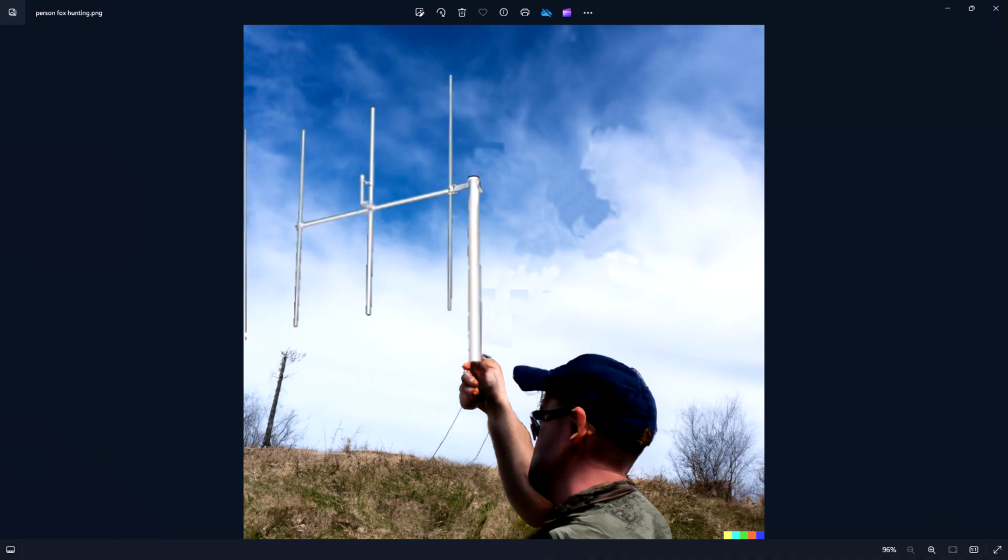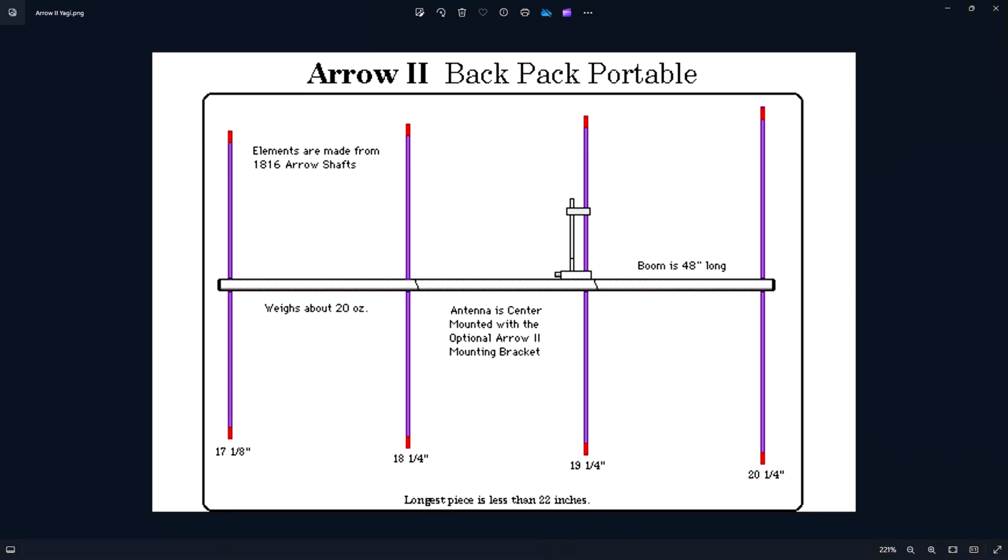I was thinking more of going down this line, something like an Arrow 2. It's made with aluminum arrow shafts, but if you look at the longest elements, they're 20 and a quarter times two, so over 40 inches, which is over a meter. It's too much to fit across, laying flat in the back of my car, so that would be a travel problem. I'd have to take it apart. I thought about it a little bit, and I decided, you know, I like to build my own stuff anyway. Let's design and build our own antenna.